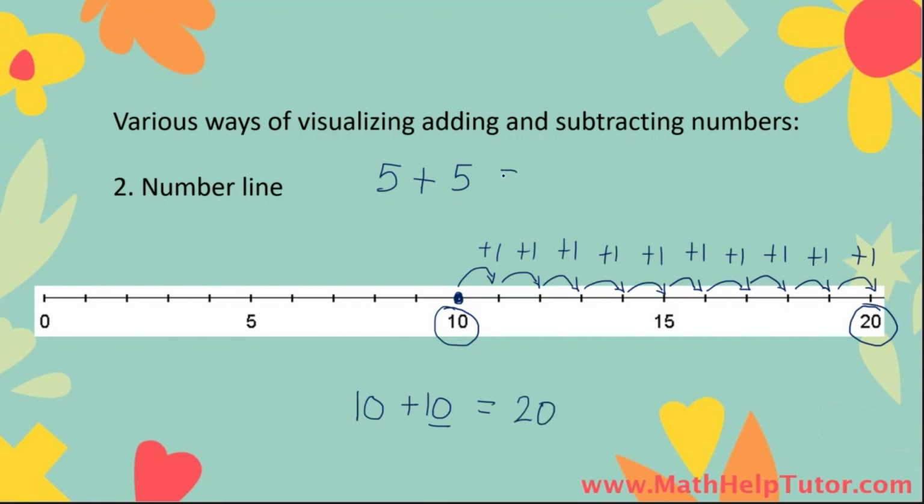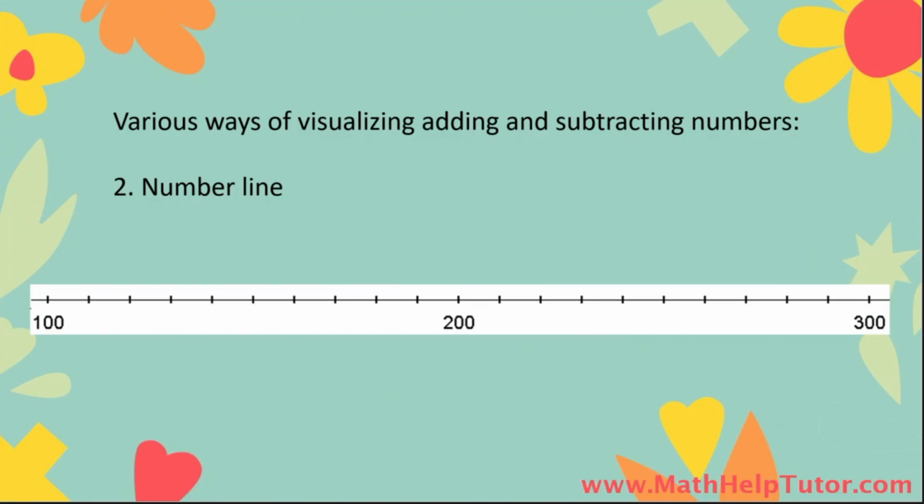And a while ago, 5 plus 5 is equal to 10. Now let's try this on larger numbers. Let's try to add 140 to 150. So if we have 150, we are going to add 140 to it.